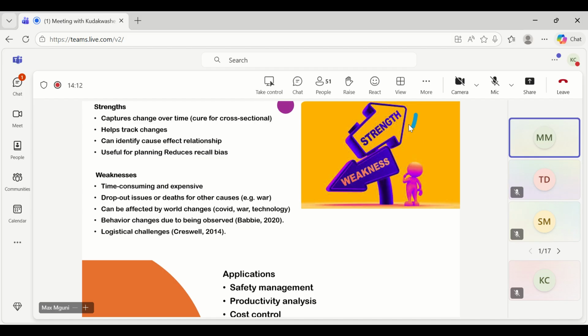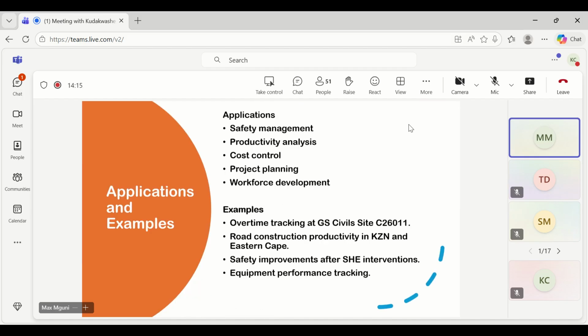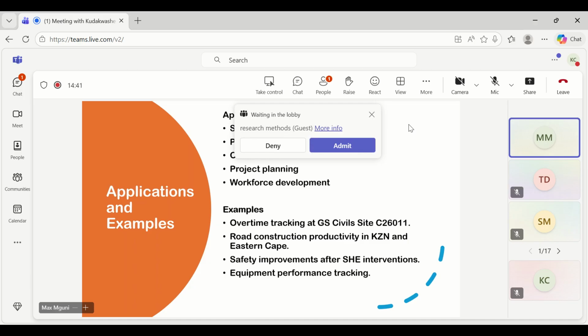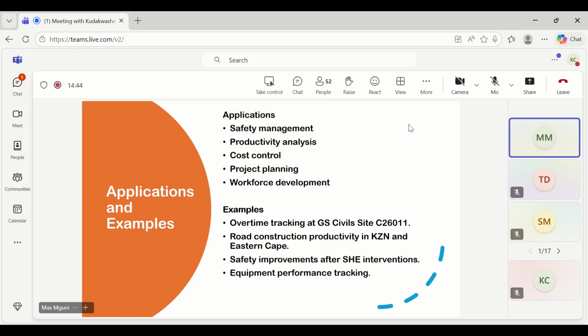Some of the key applications: it's used mostly for safety management systems, productivity analysis, cost control, project planning, workforce development. For example, overtime tracking at GS Civils on site C260011, road construction productivity in KZN, safety improvements after SHE interventions, equipment performance. You can also track the effectiveness of training. You can look at people before they are trained, what their behavior and compliance levels were, then you introduce the training, and over time you see if there are any changes in their safety compliance or safety behavior.